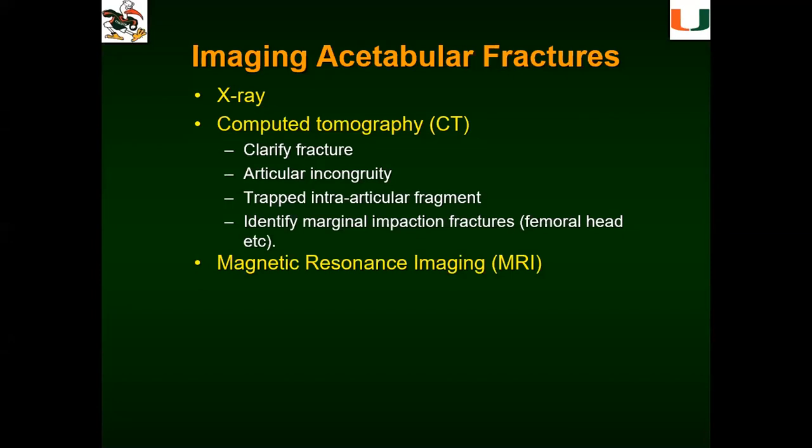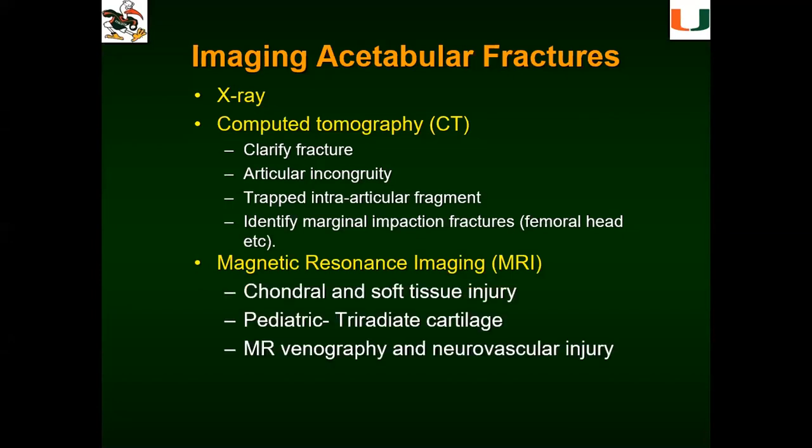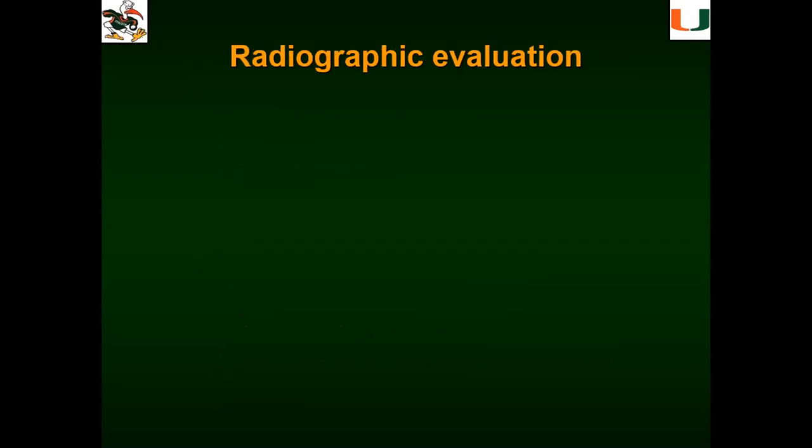We reserve MRI beyond the pediatric population to look for cartilage and soft tissue injuries. And then obviously, if we're getting the MRI, we also try to look for neurovascular injury. Again, looking for nerve injury, but also remember that there is a higher incidence of DVT, so we can do MR venography of the pelvis to look for thrombus within the iliac vessels. And then finally, for DVT, lower extremity Dopplers.